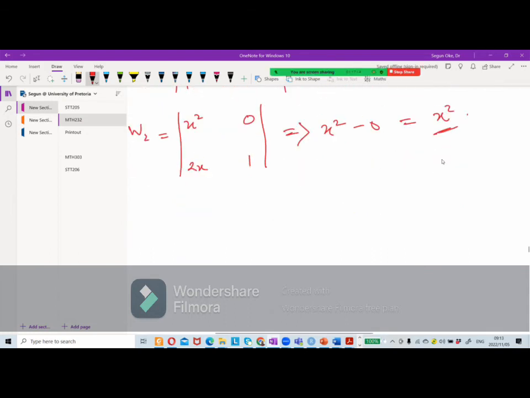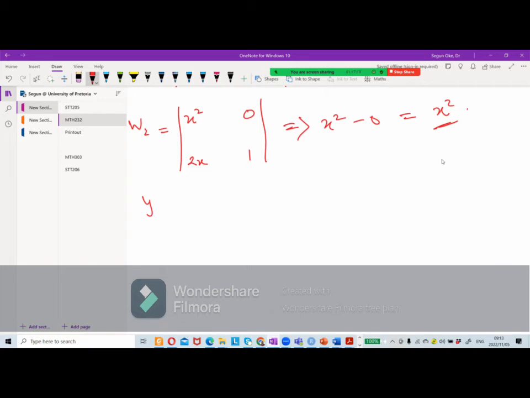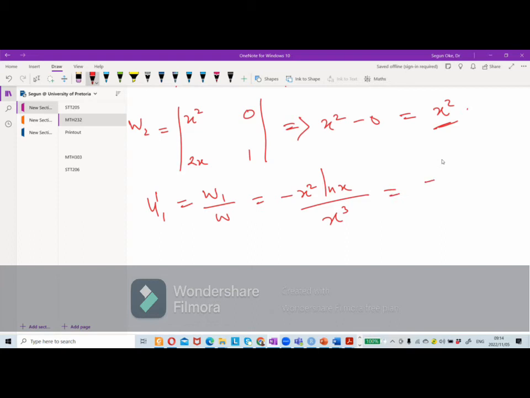And don't forget our u prime. u1 prime is equal to W1 over W. W1 is what? Negative x squared ln x divided by x cubed, which is minus ln x over x. That is my u1 prime. I can integrate u1 prime. When you integrate u1 prime dx, what do you have? It equals u1. Which implies the integral of minus ln x over x.